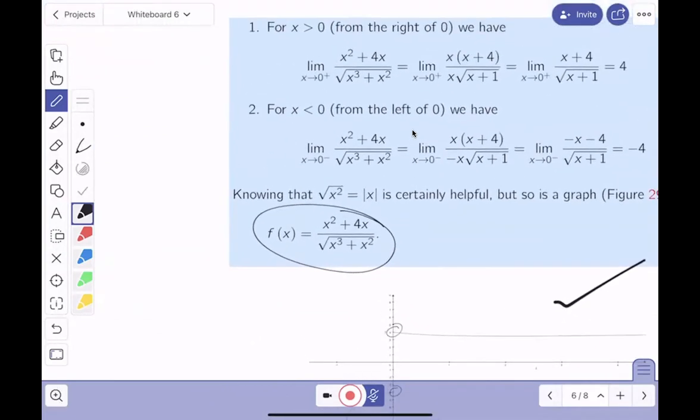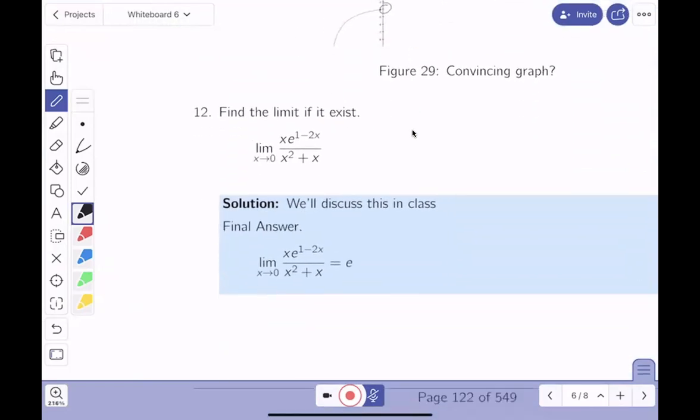I don't know if I'll be able to remember that. This is key. You got to remember that. And you got to remember the definition of absolute value. Let's go to the next question over here.